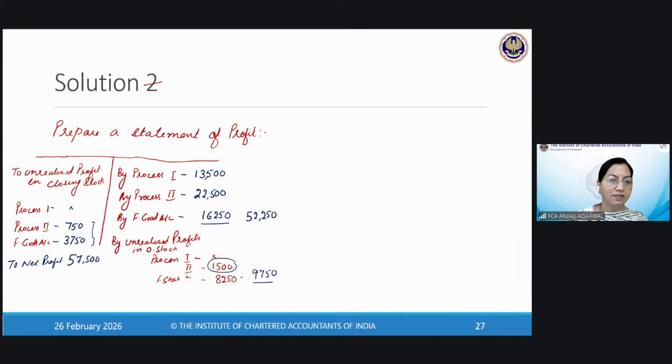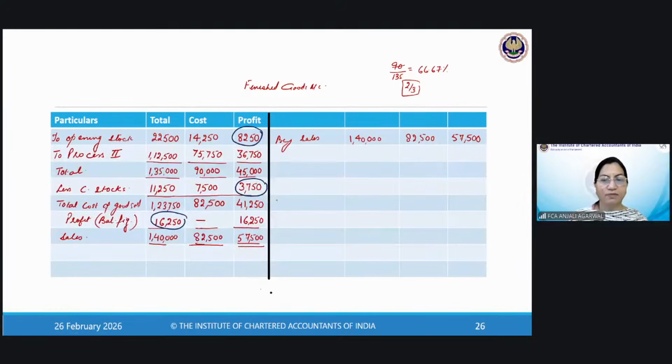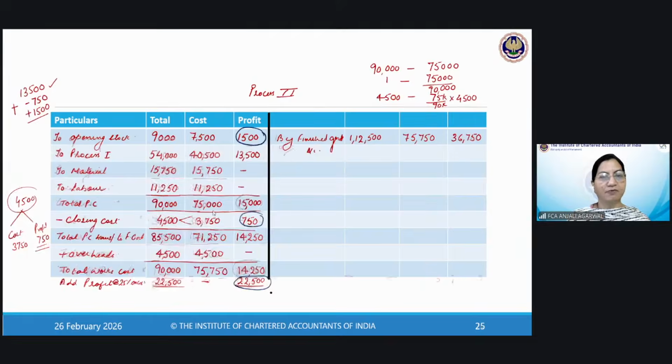Your net profits are 57,500. This figure is your final answer of the entity's profit, which can also be tallied from this figure. If this tallies, that means you've done everything correct. Okay. Yeah, 62,000, but we have some unrealized profits.